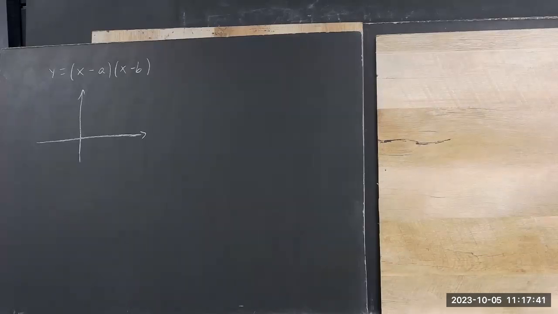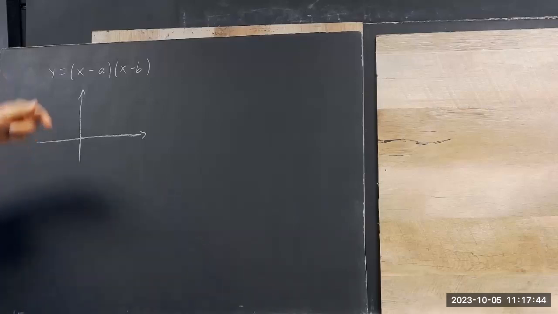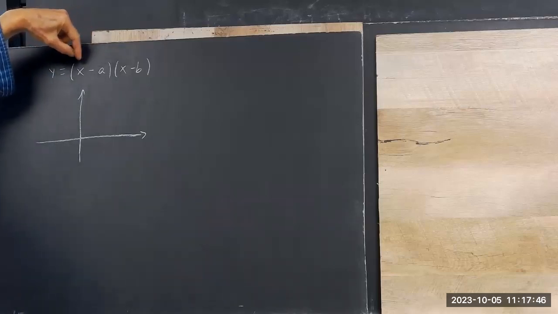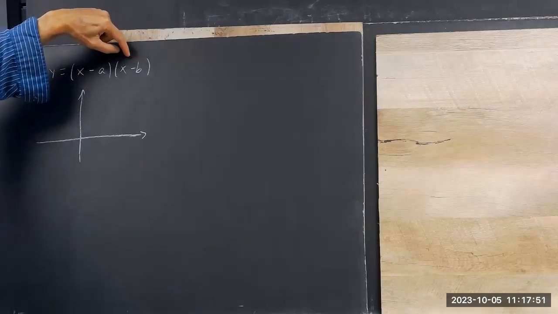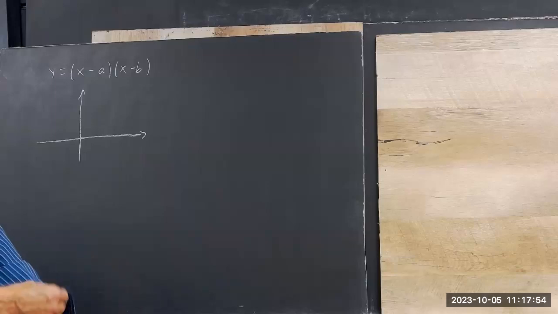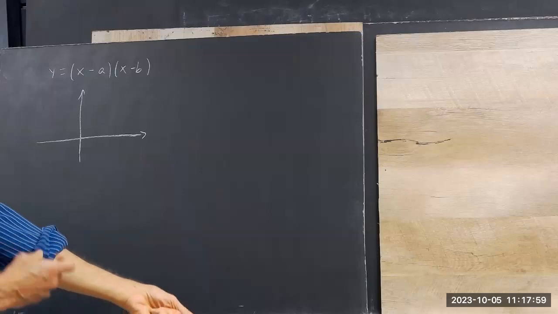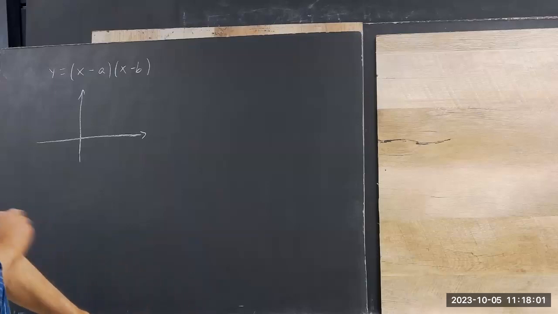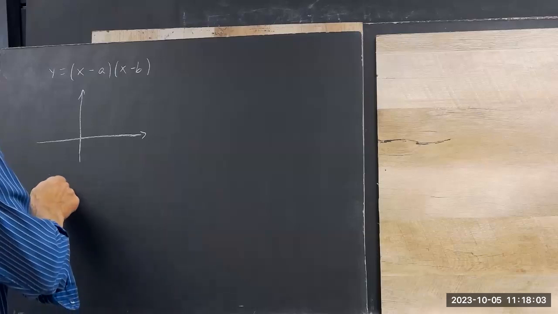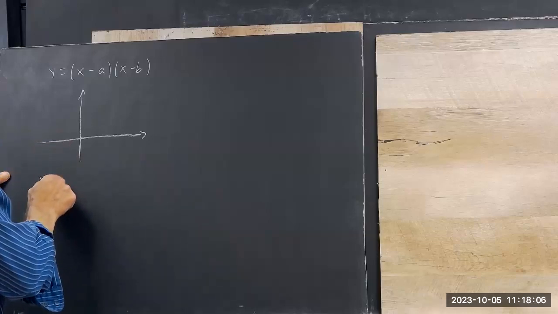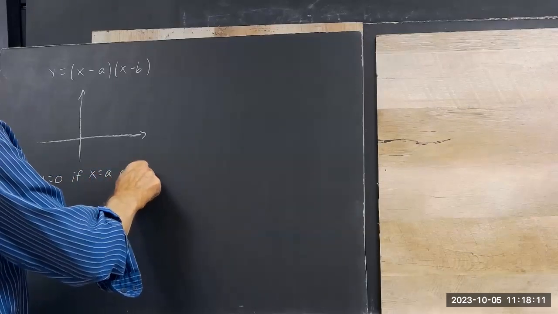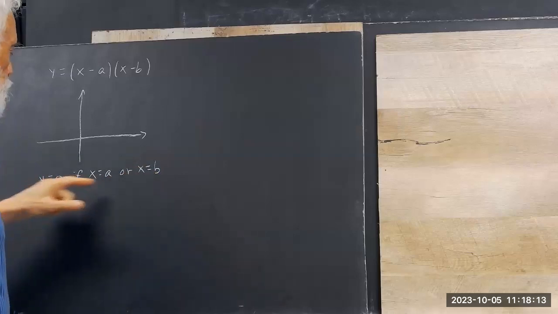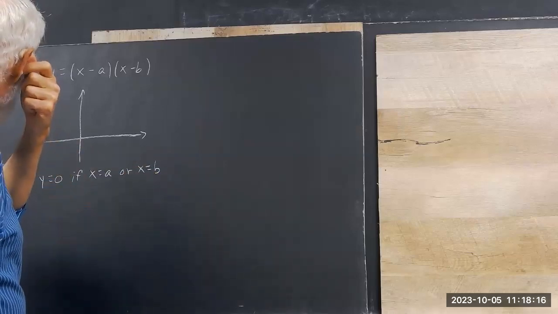Okay. So we got good answers here. The first answer was, well, x equals a. Yeah, a minus a is 0, and 0 times x minus b is going to be 0 no matter what x minus b is. And then somebody said, well, a or b. Yeah, same thing for b. So y equals 0 if x equals a, or x equals b.